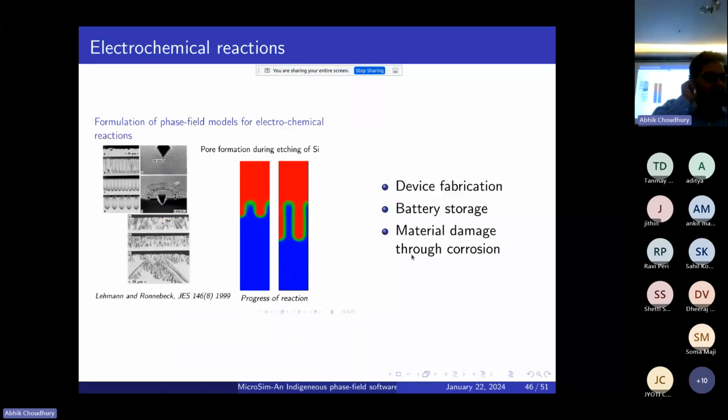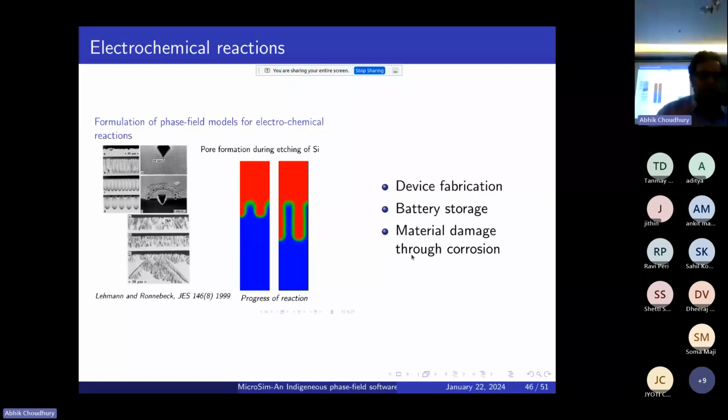Then we want to integrate reactions for electrochemistry involved. So electrochemistry has wide-reaching implications for device fabrication, particularly if you are looking at porous materials. Also, if you are looking at battery applications, where you are looking at phase transformations during charging and recharging, and how does that influence the performance of the battery.